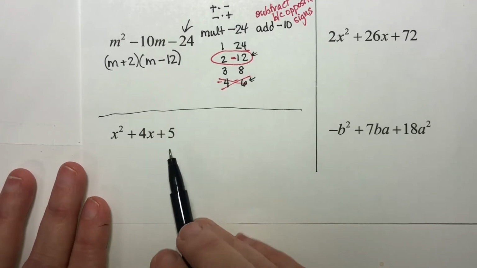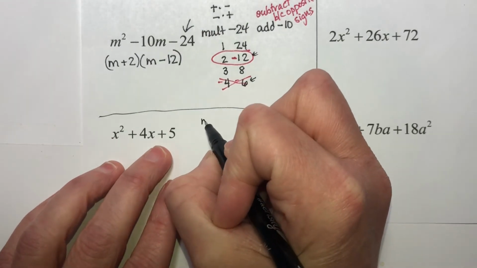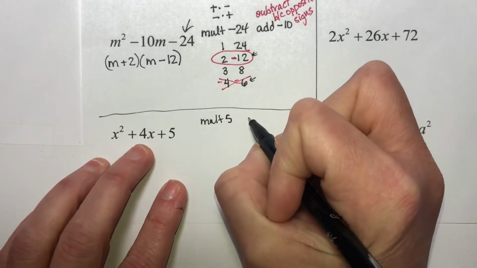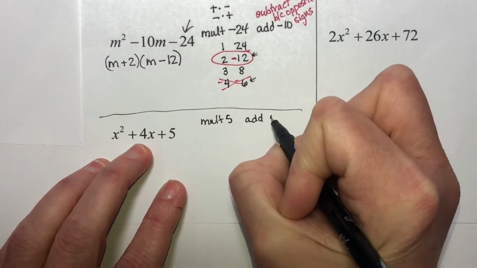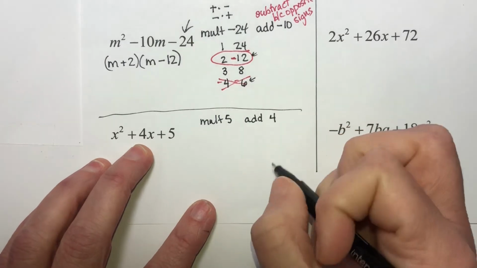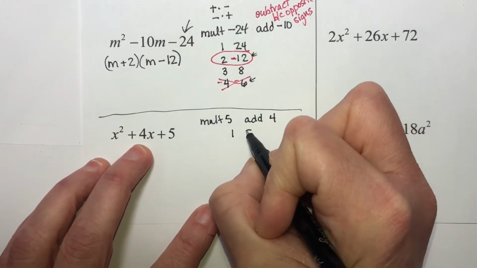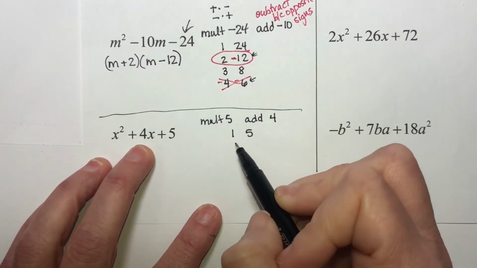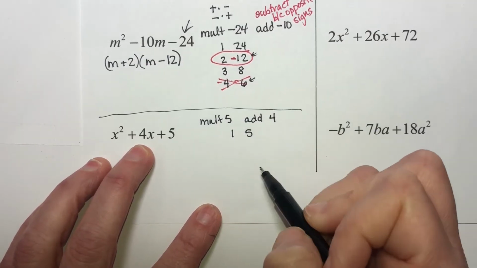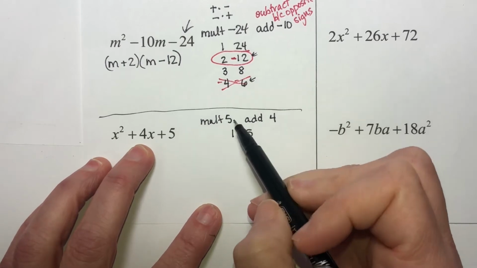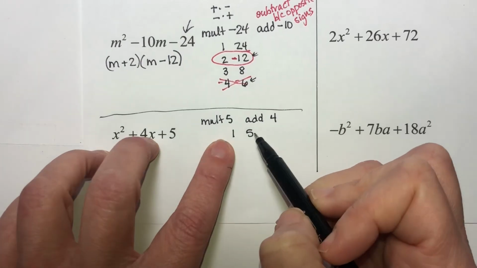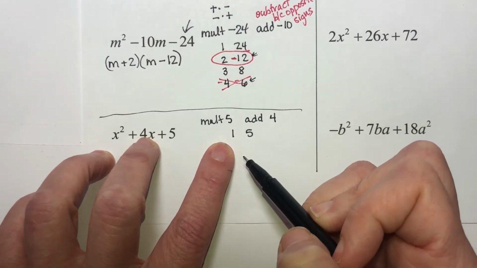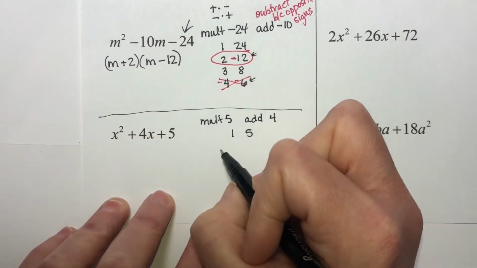I have 3 terms, so I'm looking for 2 numbers that multiply to 5 and add to 4. Things that multiply to 5, well, the only 2 things we have are 1 and 5. 1 times 5 is 5, but 1 plus 5 is not 4, it's 6. What if I make this negative? 5 plus negative 1 is 4, but 5 times negative 1 is negative 5. There's no combination here that works.